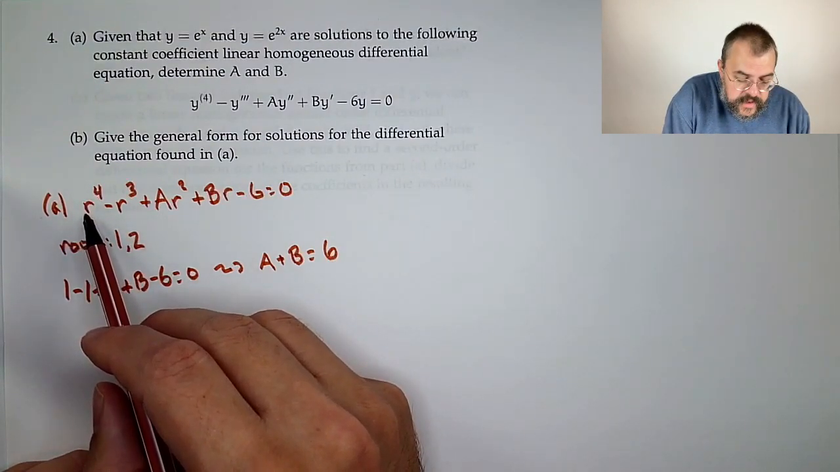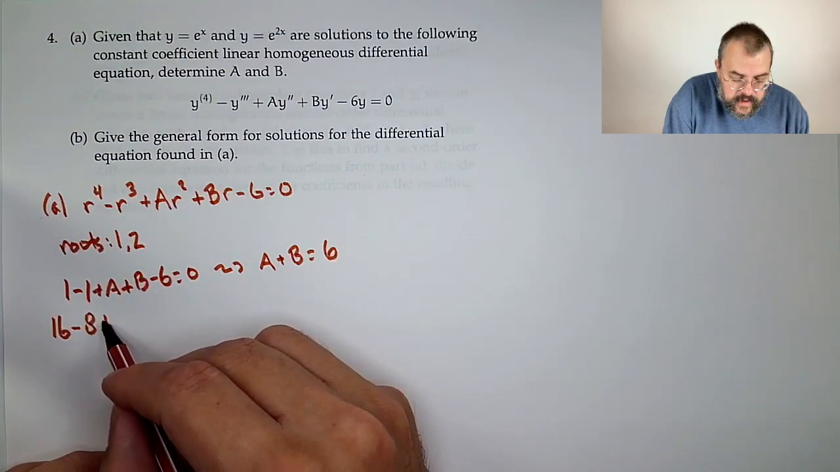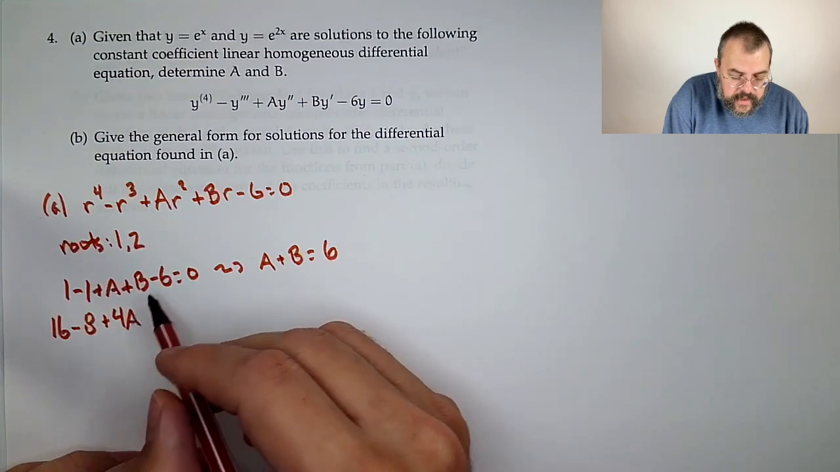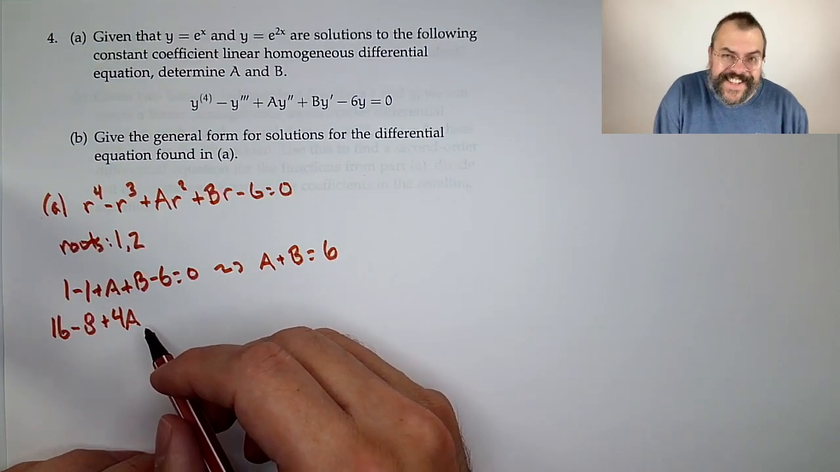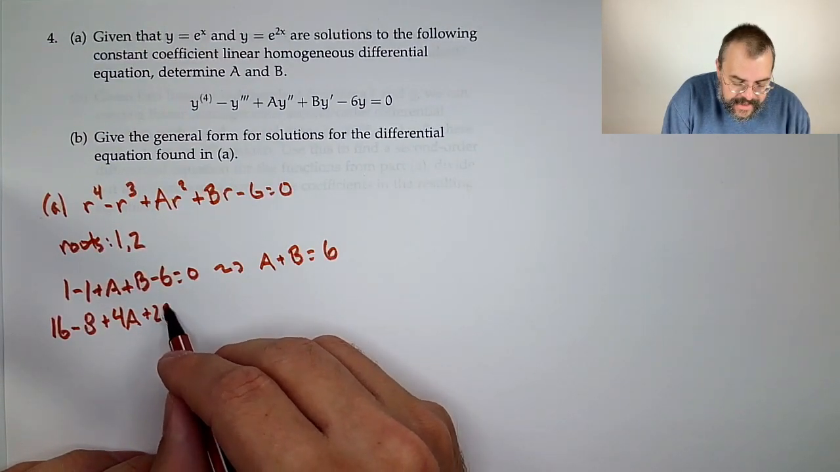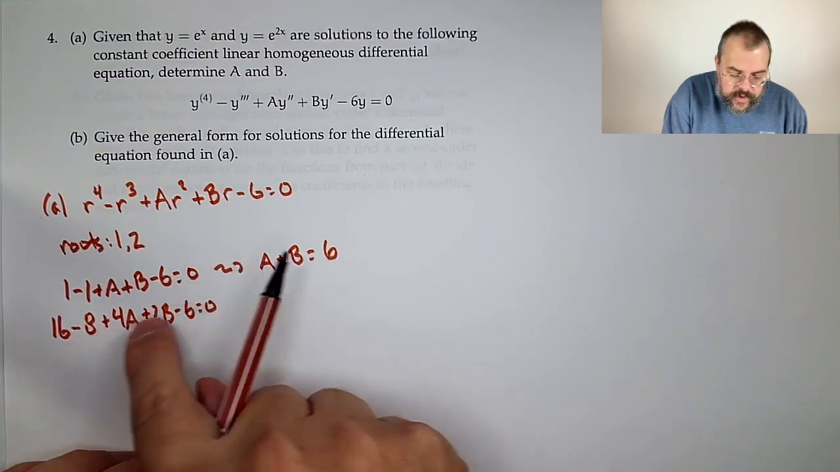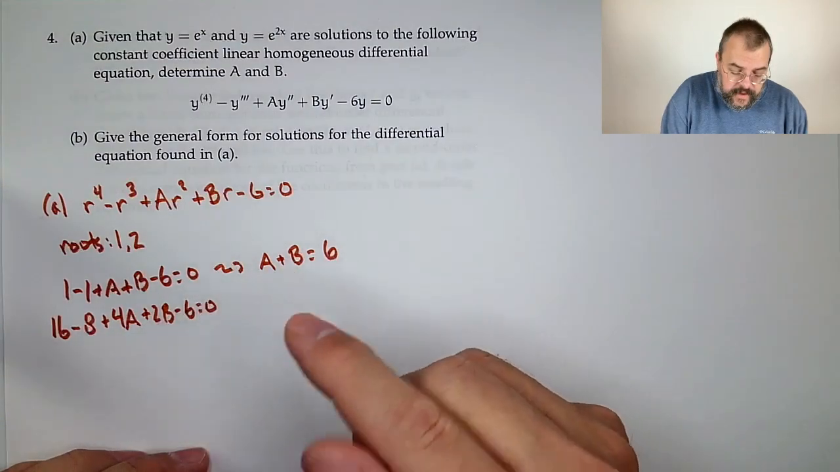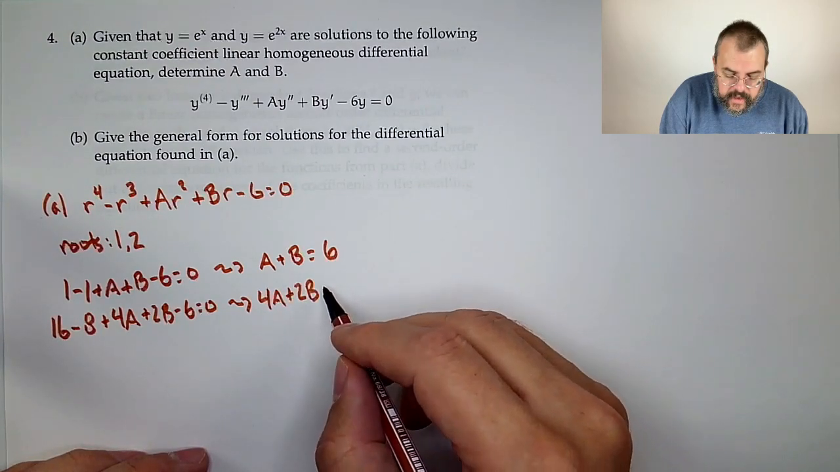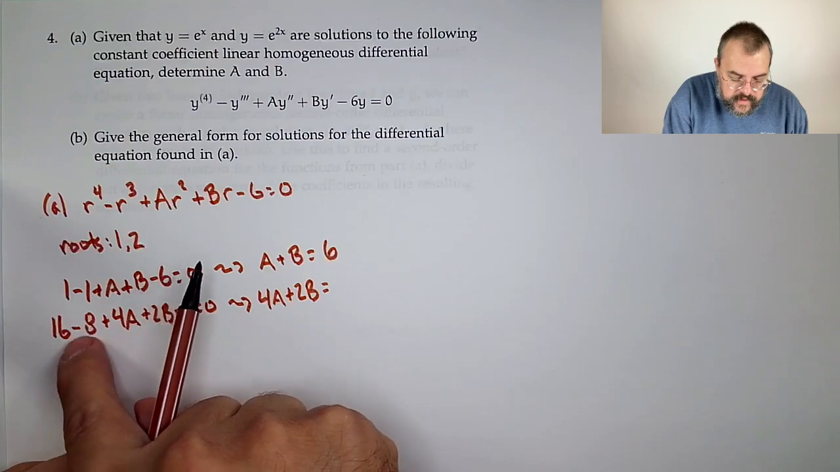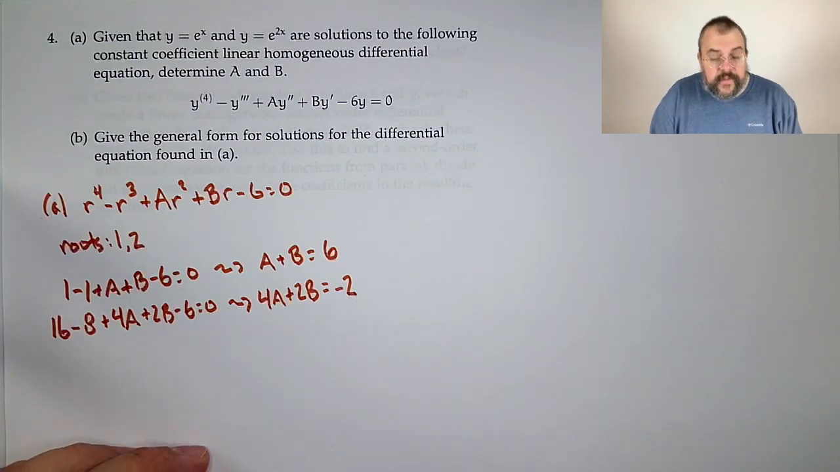When we put in 2, we have 2 to the 4th, 16, minus 2 cubed, 8. 2 squared is 4, so 4a. And 2 times b is 2b, and minus 6 equals 0. Well, 16, that's minus 14 if you combine the minus 8 and the minus 6, which tells us that 4a plus 2b has to equal 16 subtract 14, it would be 2, but move it across, it is minus 2.